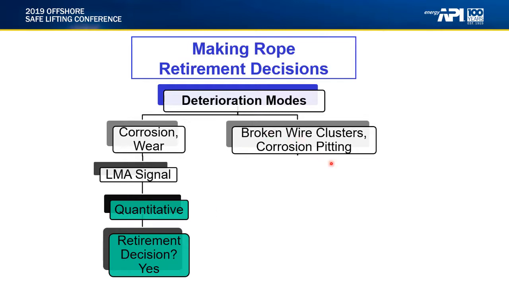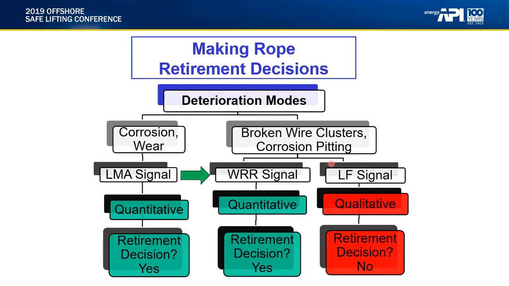On the right, we see the broken wire clusters and corrosion pitting. Traditionally, this is done with an LF signal, which is localized flaw. However, this is more of a qualitative signal and should not be used for retirement decisions. An alternative signal is WRR, referred to as wire rope roughness. This is a quantitative signal and can also be used for retirement decisions.